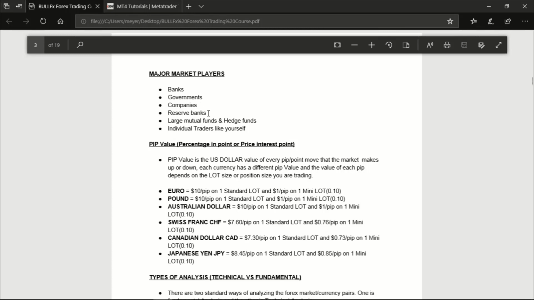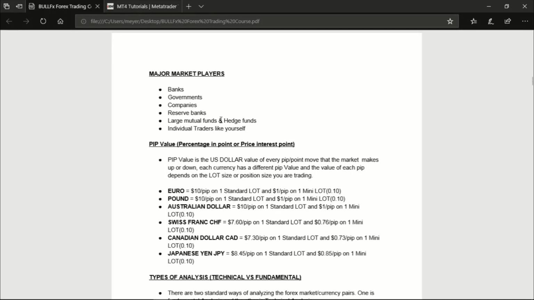Then there would be reserve banks, right? Large mutual funds and hedge funds, which would be obviously taking part in forex trading in order to diversify portfolios and make profits off of forex trading, exactly the same way that you are trying to make profits off of Forex trading. We've got individual traders like yourself, which are called retail traders, right? And we're basically trying to do the same thing that these hedge funds and mutual funds do, but just on a smaller scale.